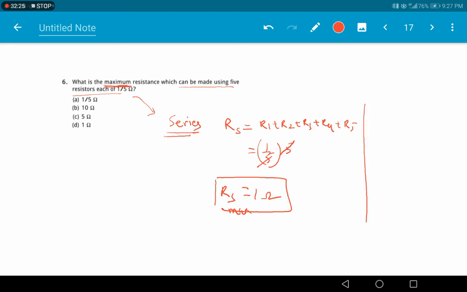Or we can also use: if n number of resistors, each of resistance R, are connected in series, Rs is equal to n into R. So how many resistors? 5. Each of resistance is 1 by 5. So the answer will be 1 ohm. Okay. Right, let us move to the next one.